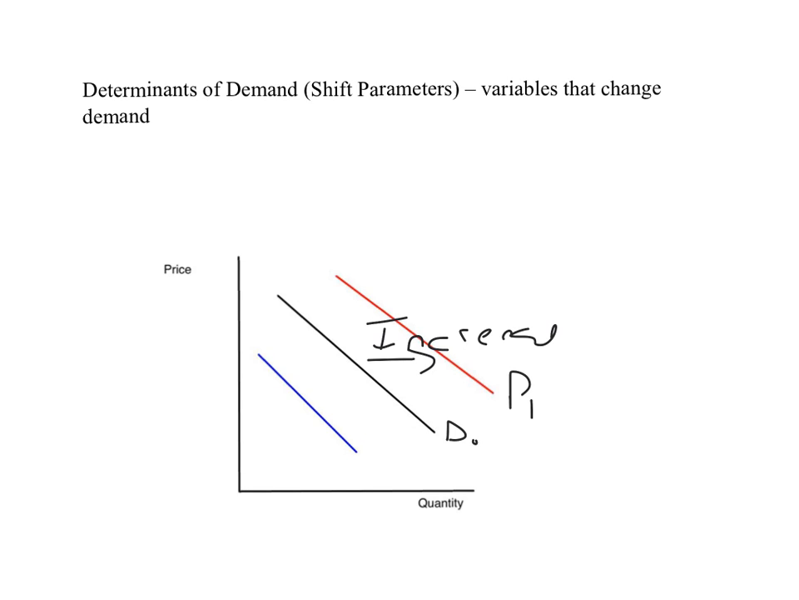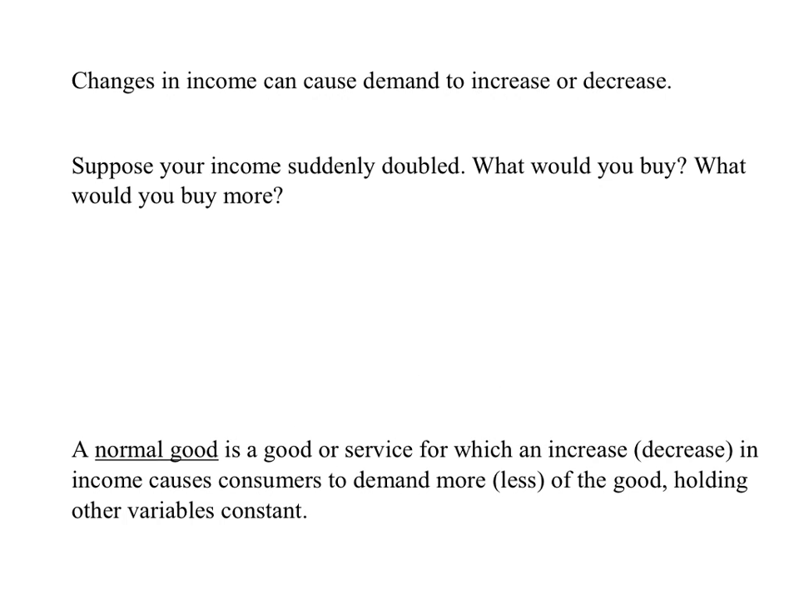Or conversely, from D0 to D2, that would be a decrease, a leftward shift in demand. So the shift parameters, the determinants of demand, are variables that change demand. One very important determinant of demand is income. Changes in income can cause demand to increase or decrease.